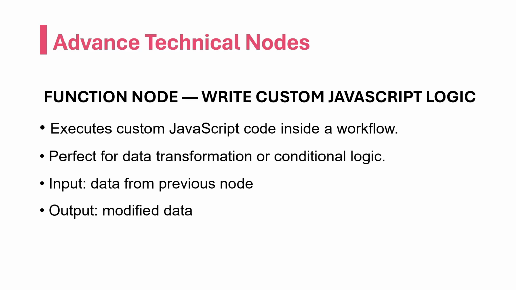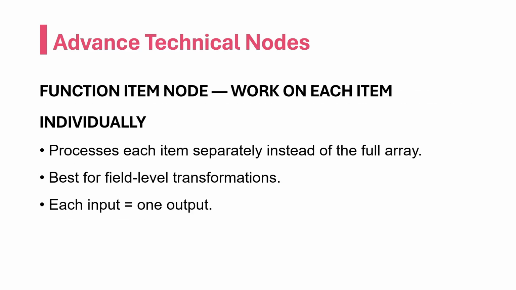Then we are going to see the next node, that is function item node. It is also one of the most important, and this is the smaller version of the function node that we previously discussed. Instead of dealing with the entire list, it processes one item at a time. For example, you can ensure all emails are lowercase before sending them to a database. It's simple, clean, and prevents mistakes during data transformation.